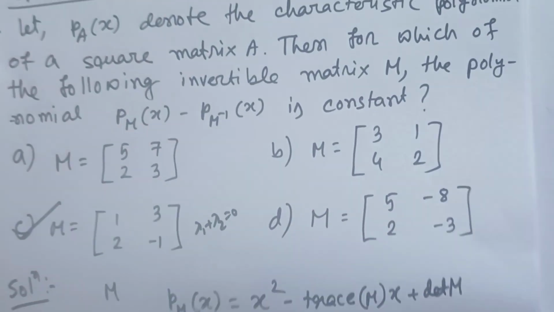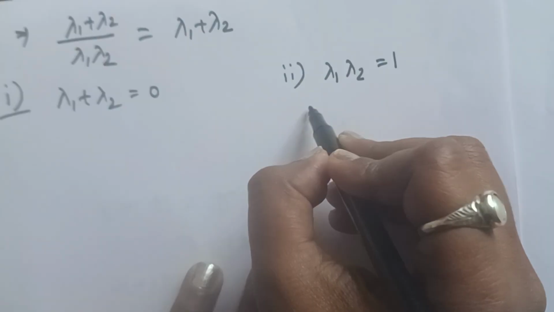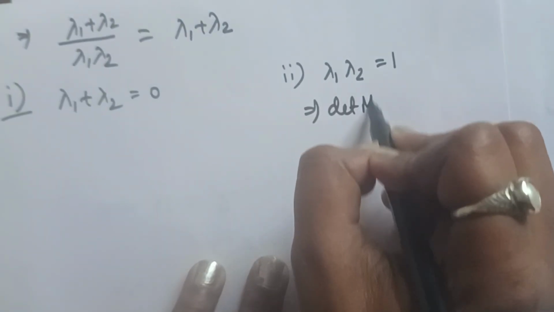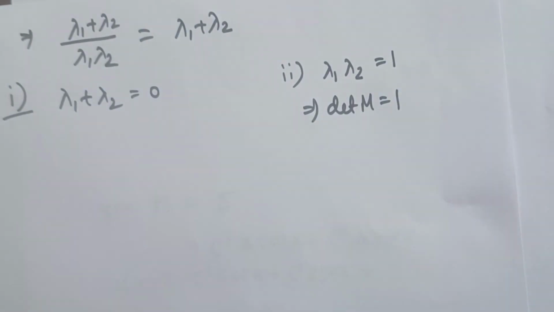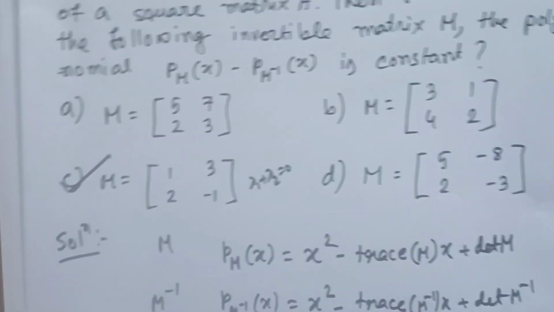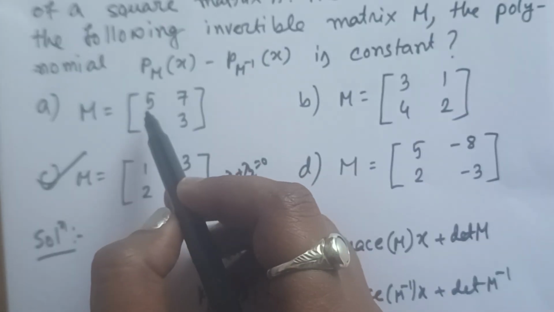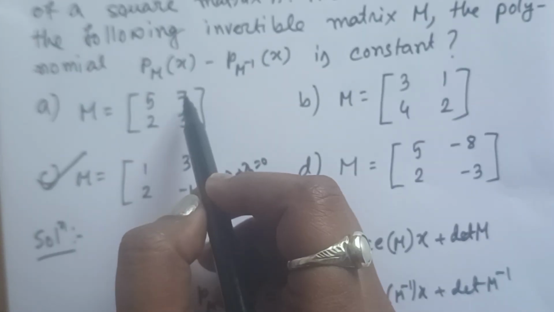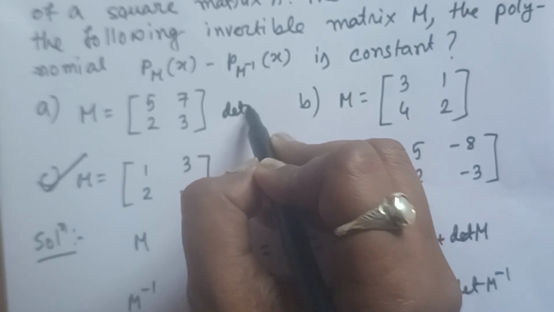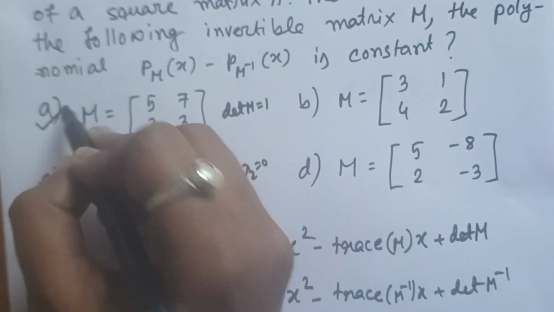Now we will check lambda 1 into lambda 2 equal to 1. What does it mean? This means det of M equals 1. So we will check in which matrix the determinant is equal to 1. For the first case, 15 minus 14, that is det of M equals 1. So this is also a correct option.